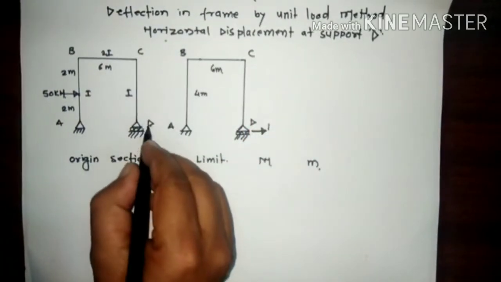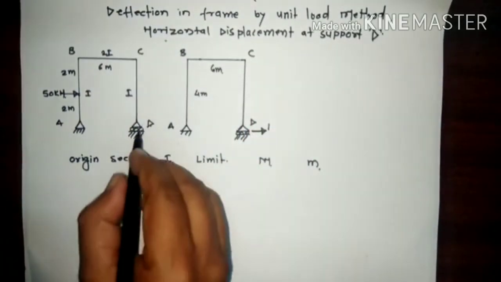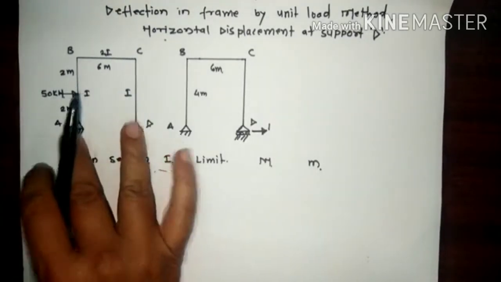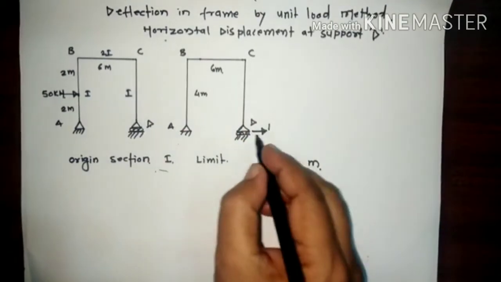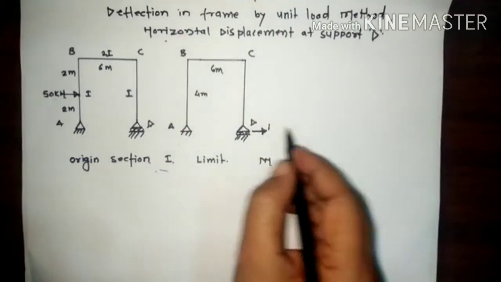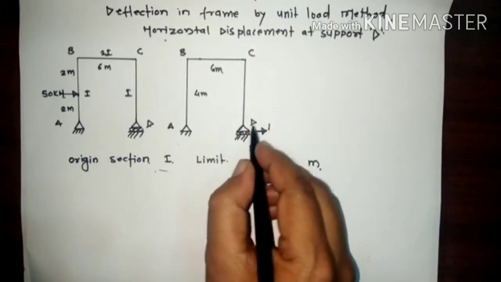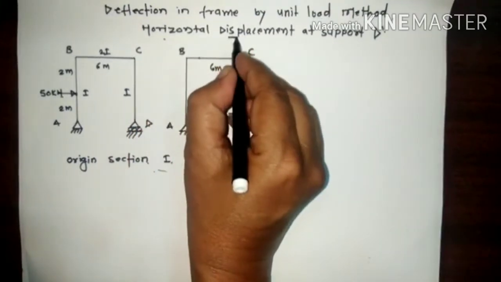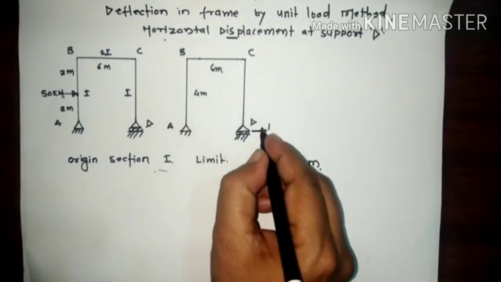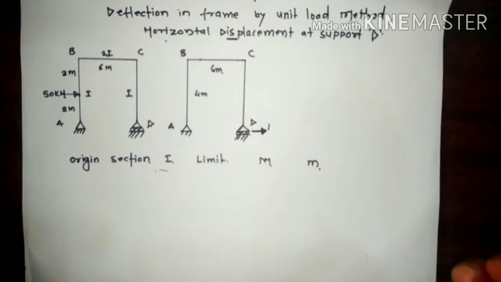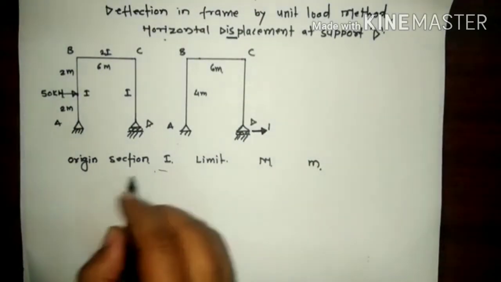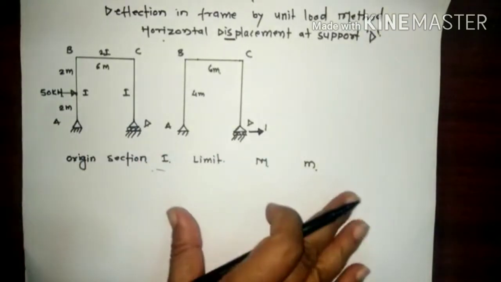So at the support D, we have to determine the displacement. For the unit load method, we have to draw the same frame and apply the unit force where we desire the displacement. So in this case, we require the horizontal displacement. So you have to draw on the same frame and apply the unit force at D where we desire the displacement. Now the first step is to calculate the reactions.